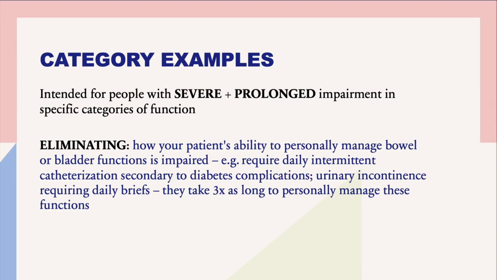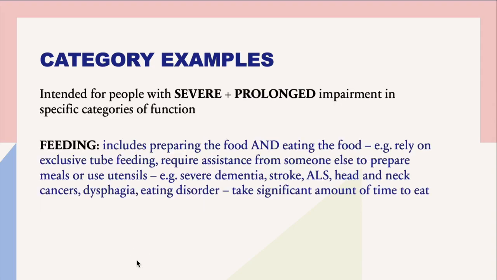Next, we have eliminating. This is where our patient's ability to personally manage their bowel or bladder functions is impaired. It takes them significantly longer to poop, pee, and take care of those issues as opposed to just going to the washroom, right? Which we can take for granted. Examples may be intermittent catheterization secondary to diabetes complications, or urinary incontinence requiring several brief changes a day.